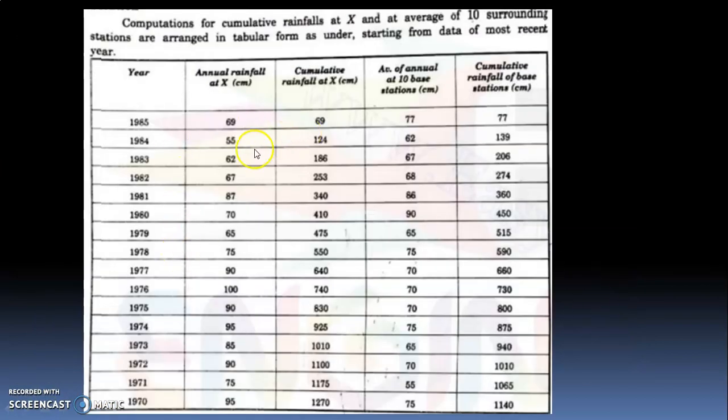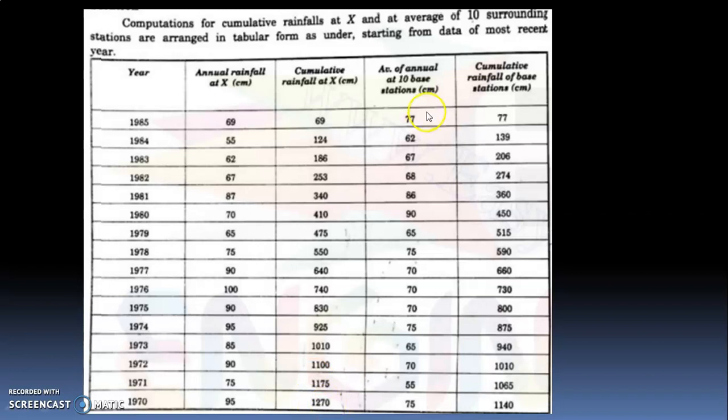Next you have to find the cumulative rainfall. How you can find the cumulative rainfall? 69. Next is 69 plus 55, 124. Then 124 plus 62, 186. 186 plus 67, 253. 253 plus 87, 340. 340 plus 70, 410. 410 plus 65, 475. Like that you have to find the cumulative rainfall at X.